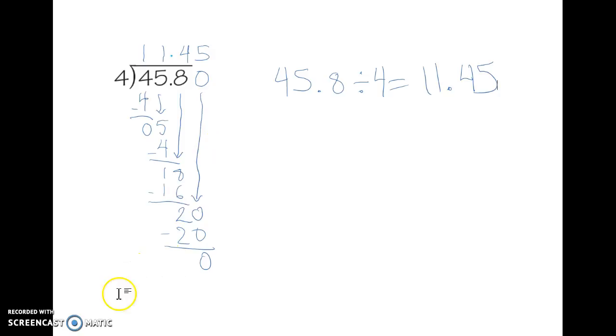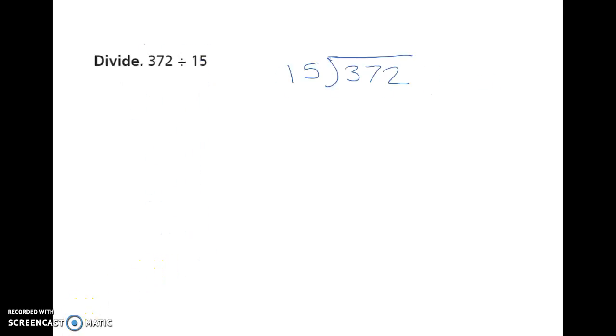Now you're going to try a problem on your own. Go get some paper and a pencil. I'll wait right here. So this is our next problem, 372 divided by 15. And we're going to go ahead and solve this one together because this one is ever so slightly different. 15 doesn't go into 3, but it does go into 37. 15 goes in 2 times. 2 times 15 is 30. We subtract. We have 7.